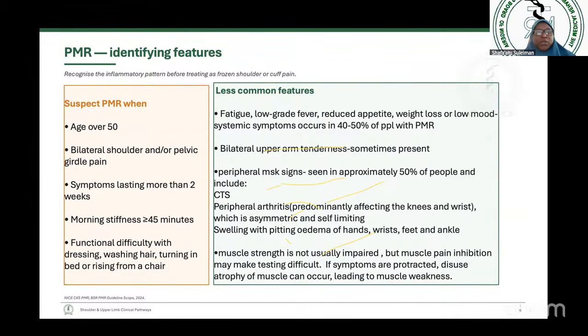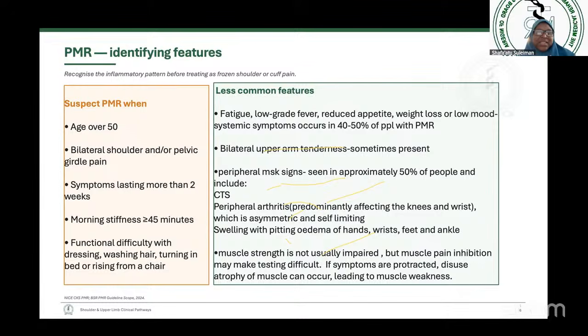So when we're trying to screen, if it doesn't really fit local shoulder pathology, let's check for polymyalgia rheumatica. They've got all the suspected pattern. Do they have these less common features as well? That will give us more idea about what we're dealing with.